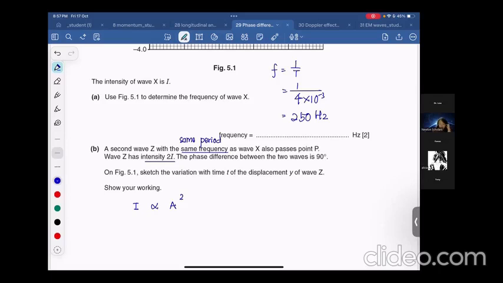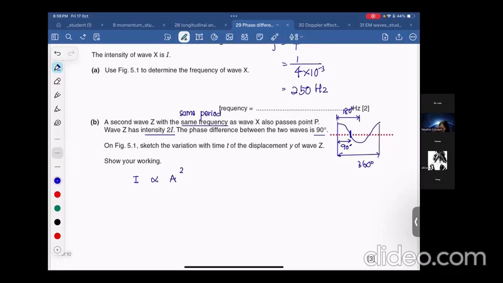Phase difference between them is 90 degree. This is one complete wave, which is 360 degree. If half of it, from here to here, is 180 degree. 90 degree is somewhere here, from here to here, something like this. Okay, so on figure 5.1, sketch the variation with time t of the displacement y.